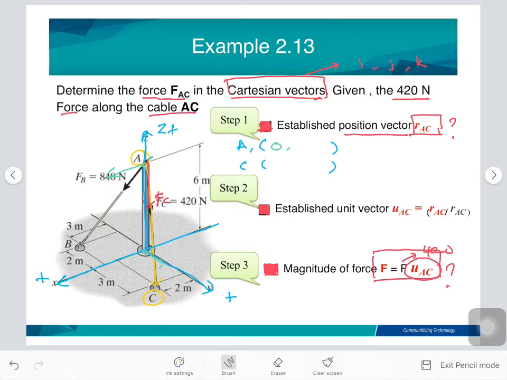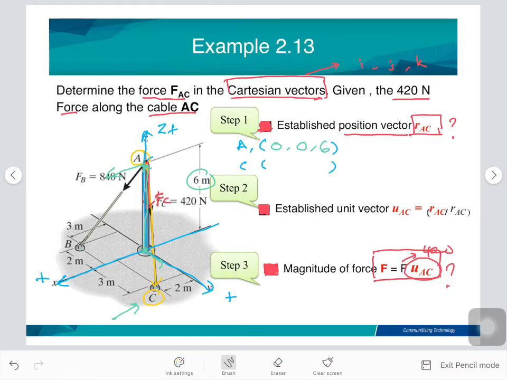Also 0. And then what is the distance Z? Z here. So this is the origin here. So we call Z. The distance we travel from origin to A is 6 meter. Positive or negative? Positive. So here is 6. So now let's determine the coordinate of C.